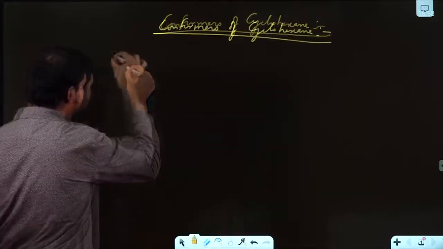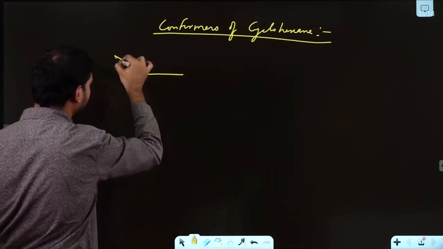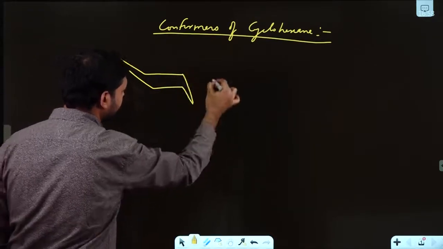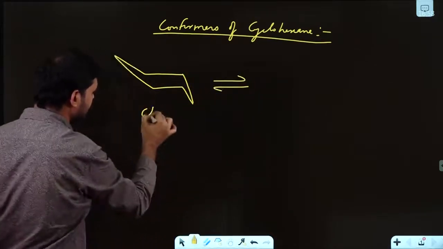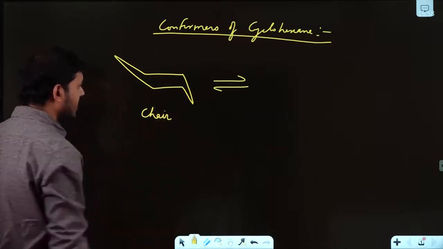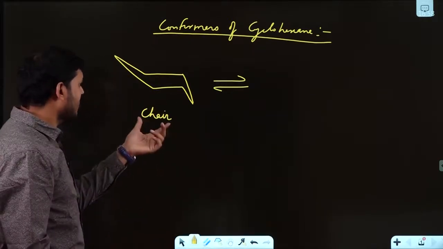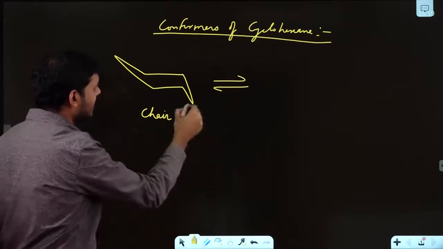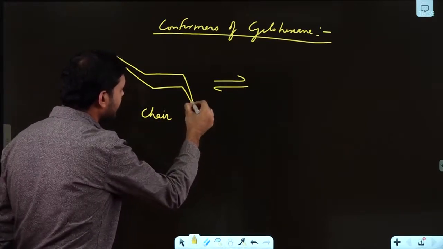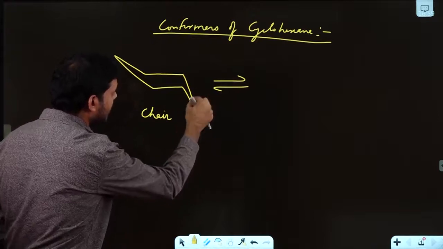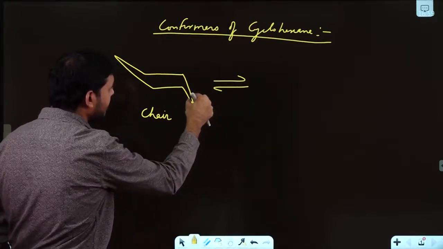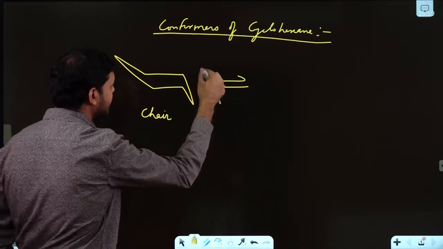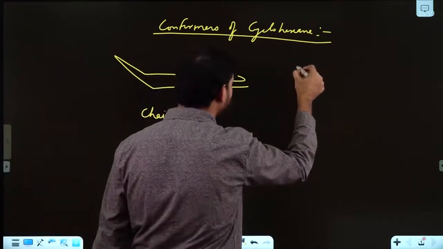So suppose, see, this is your chair form. Okay, now when this chair flips, first of all what happens: this chair form, if this part comes upside, what will happen? You will be making a half chair. So how will it look?